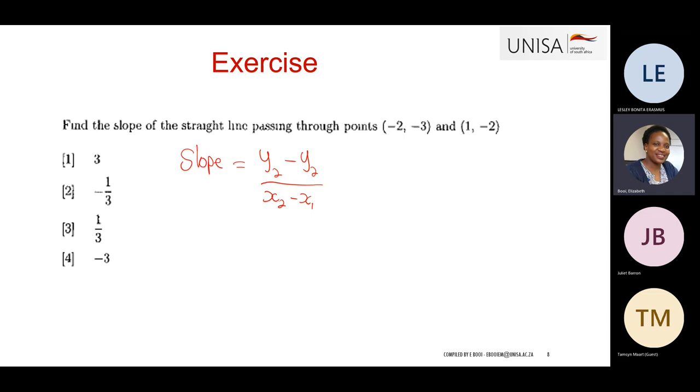So you need to identify, because this is your exercise, what is your x1 and y1? And what is your x2, y2? Let me know when you are done.